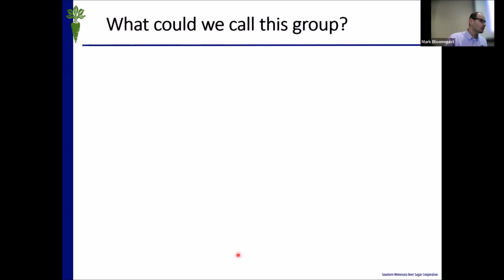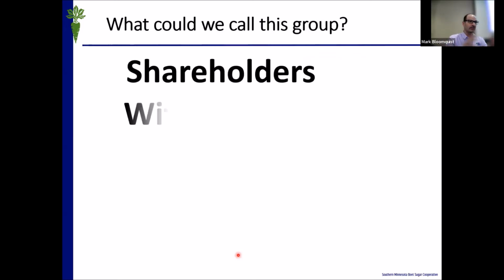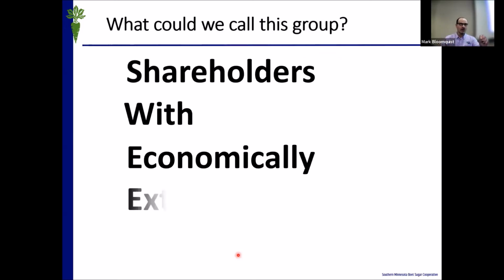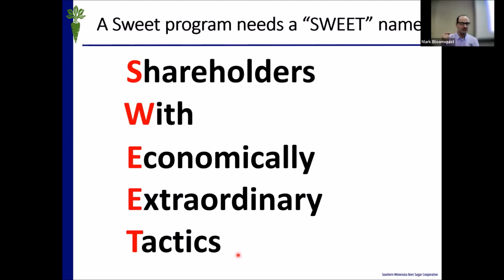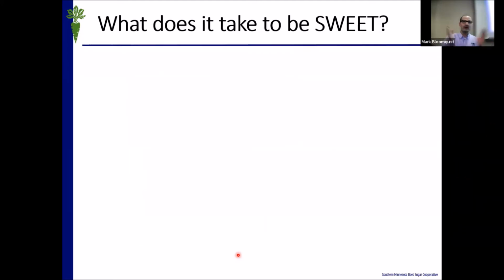But I would ask you, what might we call this group? I would like to suggest, because I'm running short of time, that we really quickly move into this and say, let's call them shareholders with economically extraordinary tactics. Why would I choose such a long name? Because a SWEET program needs a sweet name. All right. So it actually makes the acronym SWEET. You can start to get the gist of my title now, but you're going to ask yourself right away, I want to be sweet. I want to be in this extraordinary group.